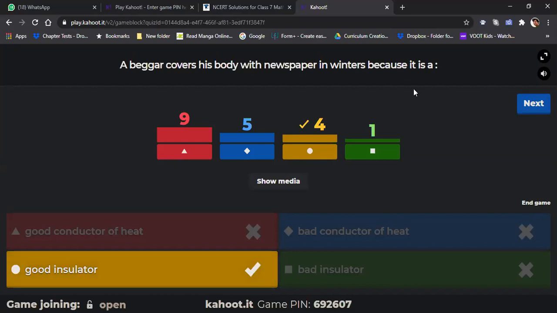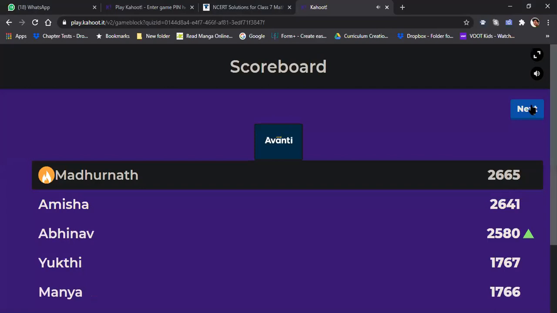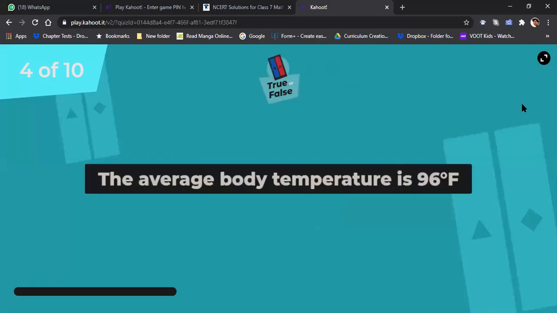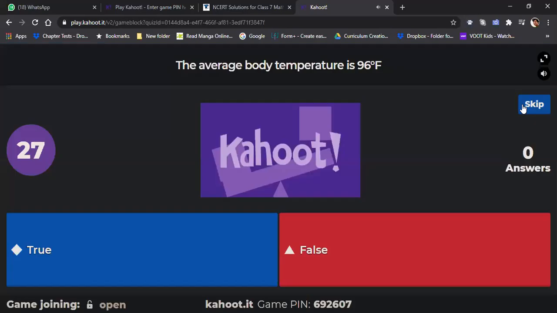Ragini, you can play on a web browser also. Okay, right? You can play on a web browser also. See the scoreboard. Abhinav, third position. Next, the average body temperature is 96 degrees Fahrenheit. True or false? The average body temperature is 96 degrees Fahrenheit.